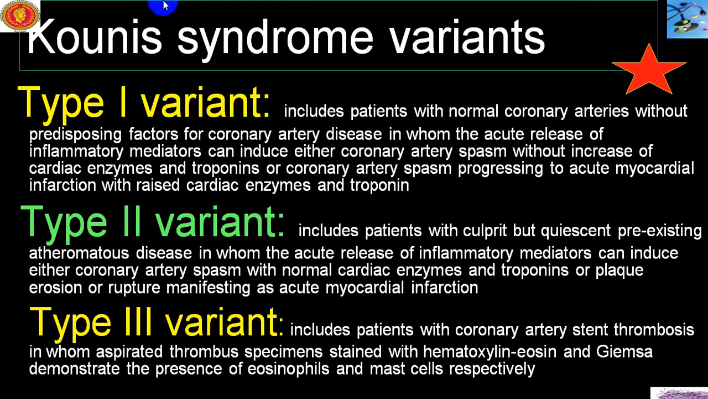In Kounis variety, there are three variants: type 1, type 2, type 3. In type 1, it is with normal coronary artery. Type 2 is with pre-existent atherosclerotic coronary artery. And in type 3, usually it is with coronary artery stent thrombosis. So we are not going into detail, but this is secondary due to allergic manifestation. Most common is anaphylactic shock.